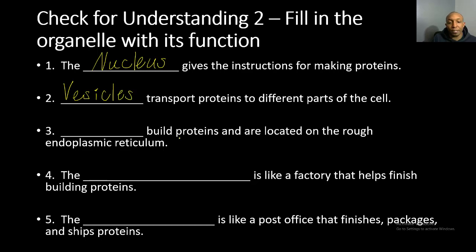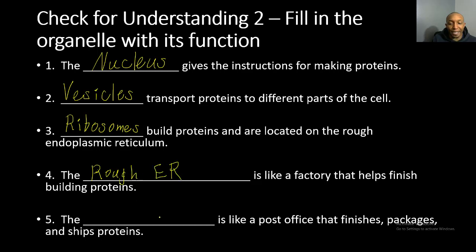Number 3, blank build proteins and are located on the rough endoplasmic reticulum. These would be our ribosomes. They build proteins, and they're located on the rough endoplasmic reticulum and also freely floating in the cytoplasm. Number 4, the blank is like a factory that helps finish building proteins. Well, this would be the rough endoplasmic reticulum. So I'm going to put rough ER up here.